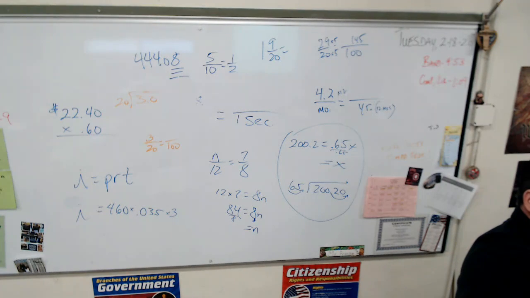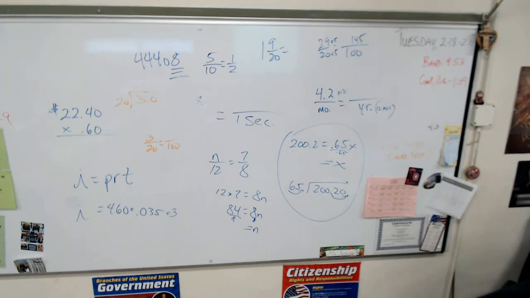How about Chevys? There's 16 Chevys out of 40. 4/10. 40%.